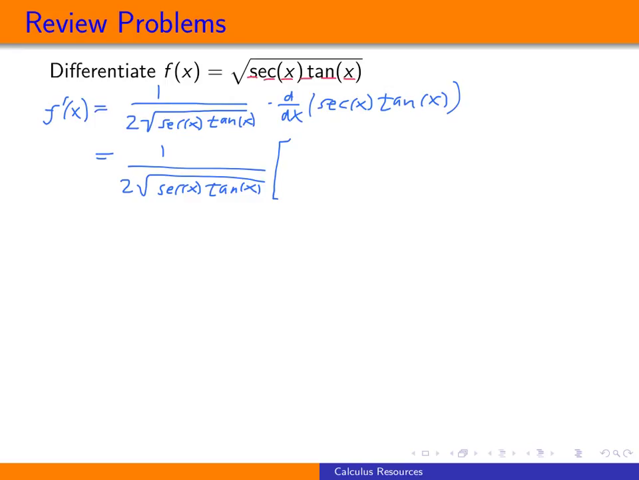So we take the derivative of the first, and the derivative of secant is secant tangent. We multiply by the second, and we add on to this the first, secant, times the derivative of the second. And the derivative of tangent is secant squared.